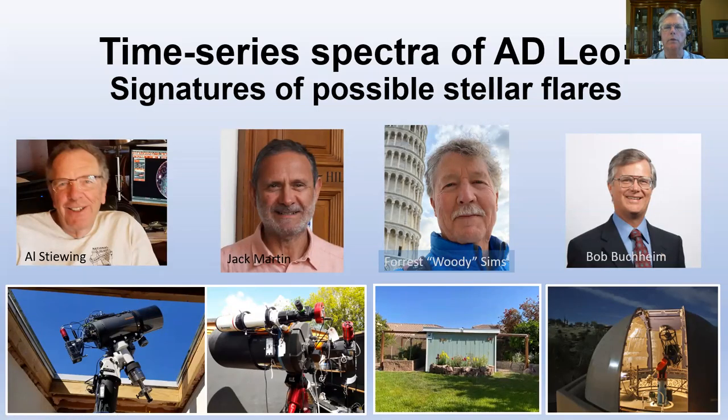This talk describes our observations of stellar flares on the star AD Leo using time series spectroscopy. The team was Al Stiewing in Phoenix, Arizona, Jack Martin near London, England, Woody Sims in Gilbert, Arizona, and yours truly in Gold Canyon, Arizona. We used amateur scale telescopes and commercial spectrographs. Al and Jack used Shelyak LHiRes, Woody used a Shelyak Lisa, and I used a Shelyak Alpy.